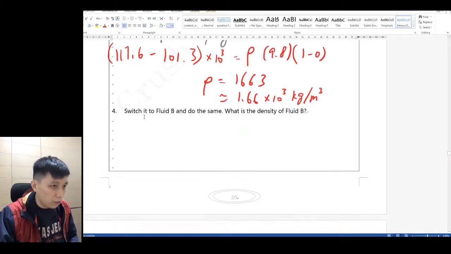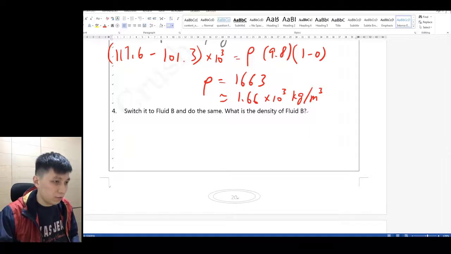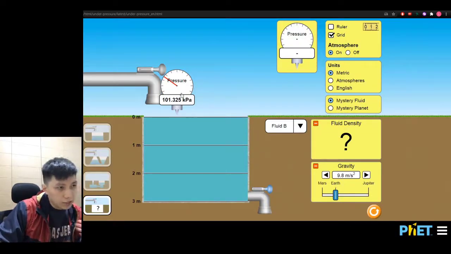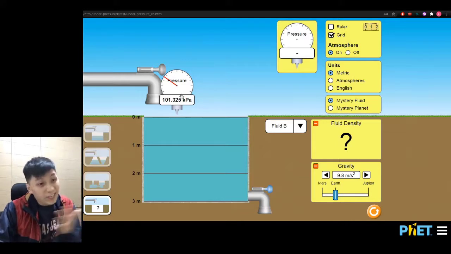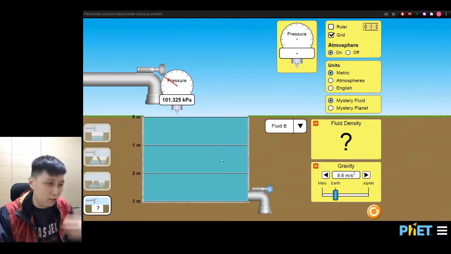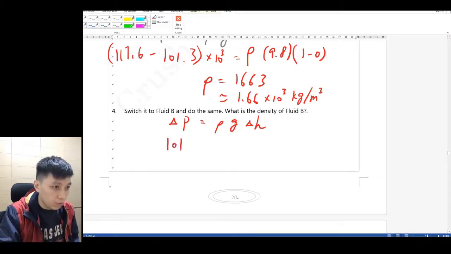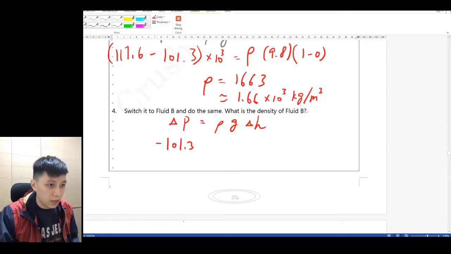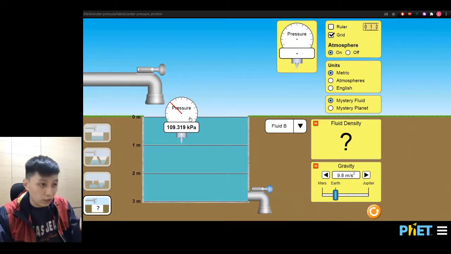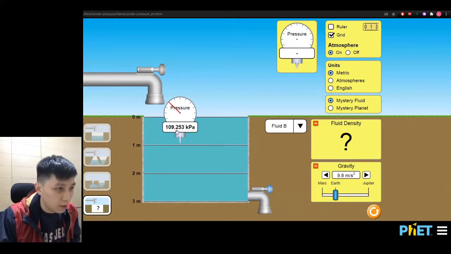Question 4 is simply the same task, asking you to switch to fluid B. At 0 meter it is still the same pressure, because it actually has nothing to do with the fluid. It's not something to do with the air itself, and you didn't change the air, so it's still 101.3. And the one at 1 meter, or if you like, you can do 2 meter actually, but then you have to divide by 2 later on, so it's going to be the same.